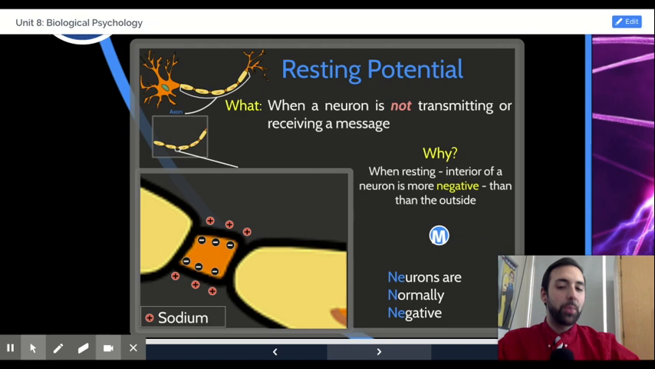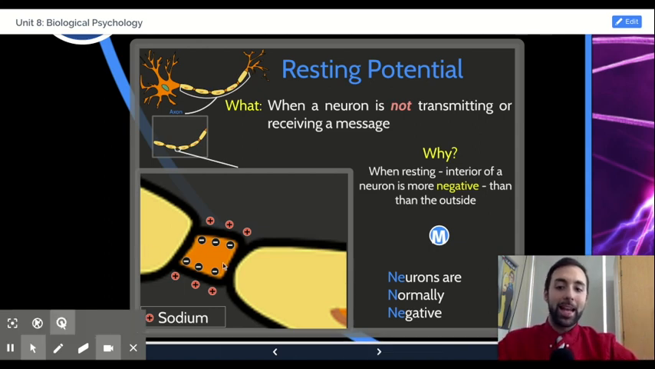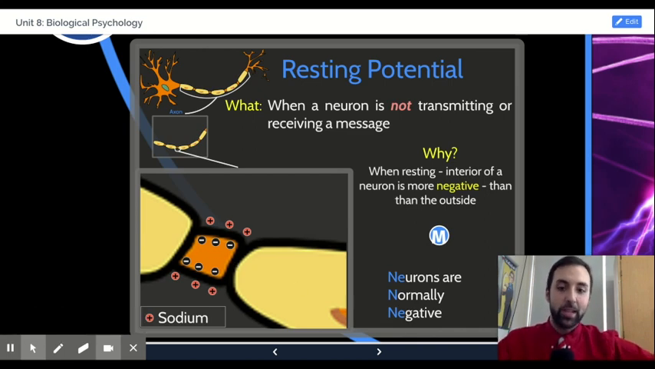This somewhat simplifies the actual chemistry going on here. It's a little bit beyond the scope of AP Psych. If you took AP Bio, you might know a little bit more in depth exactly what's going on here. But for the context of AP Psych, what we need to know is that when a neuron is just resting, not transmitting a message, not communicating with other neurons, it is relatively more negative on the interior, at least relative to the outside environment. So you'll notice I put a lot of negative charges. There are negative ions on the interior of the neuron that make it negative.